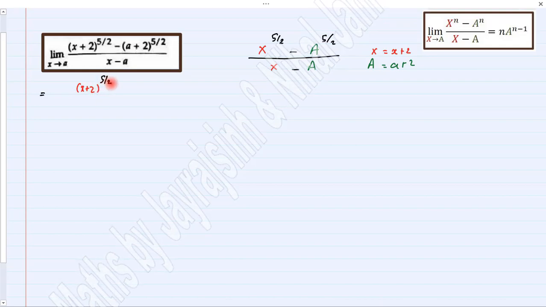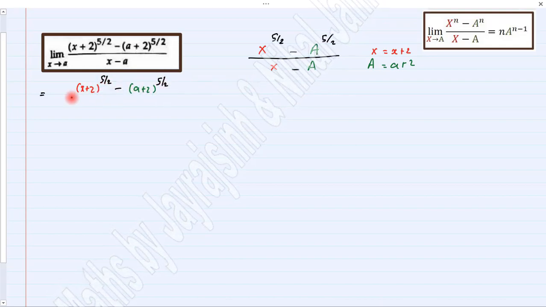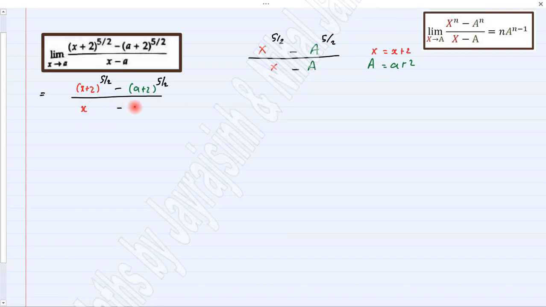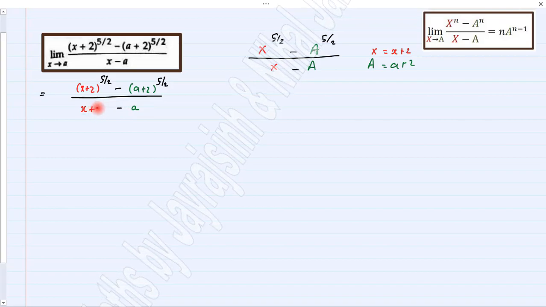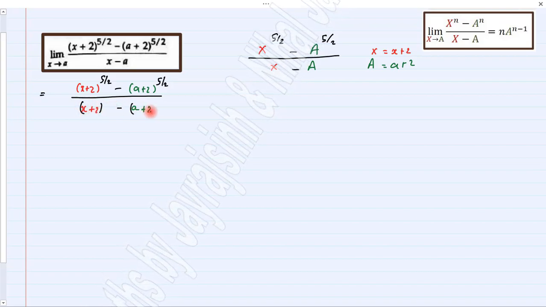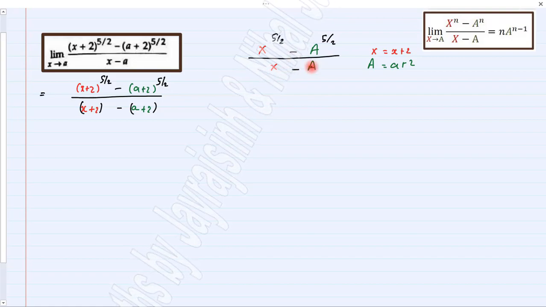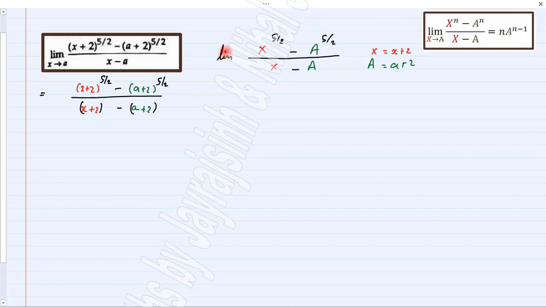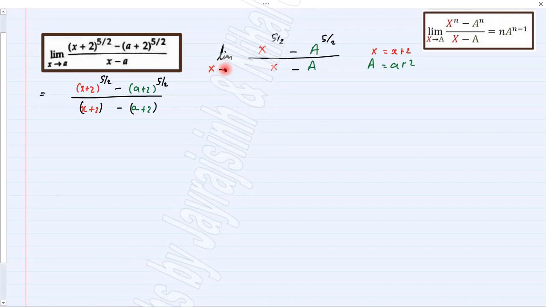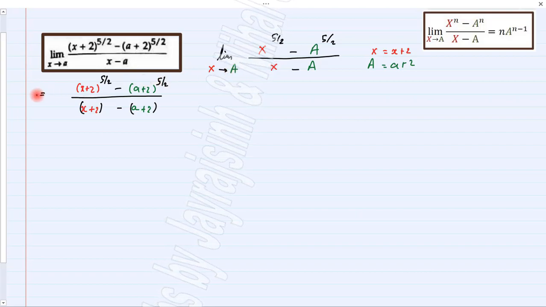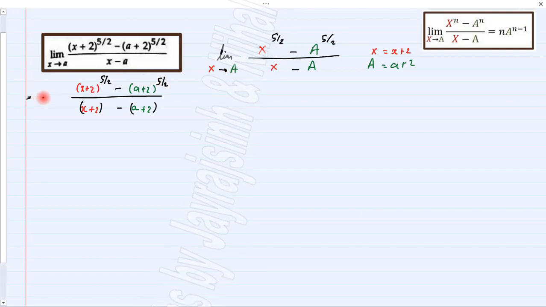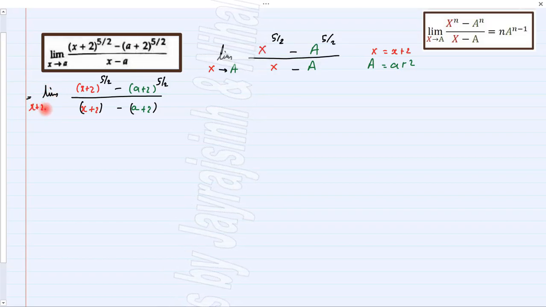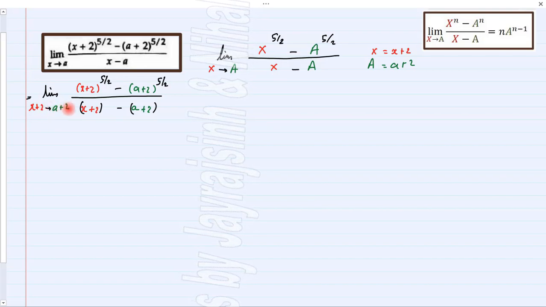So let's write down our numerator as it is. And to get X minus A in the denominator, where we have x minus small a, let's add and remove plus 2. So we get the proper denominator. Now we need capital X. Now we need limit capital X tends to capital A. And for that we have limit x tends to a. So if we add 2 on both sides, we will get x plus 2 tends to a plus 2.